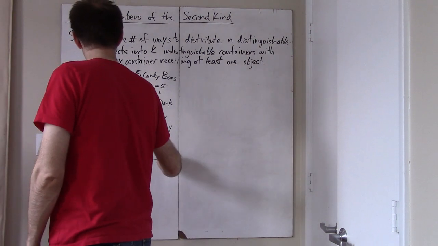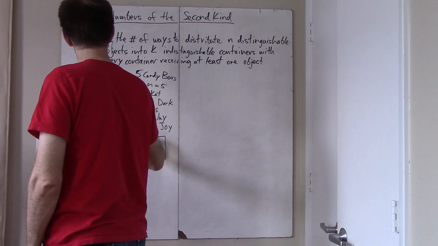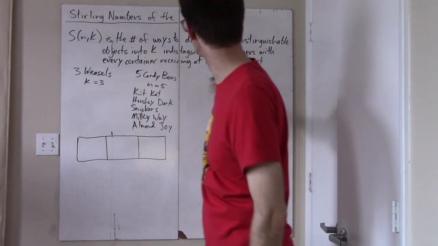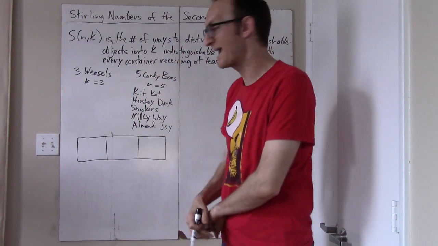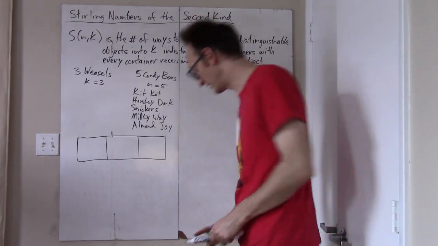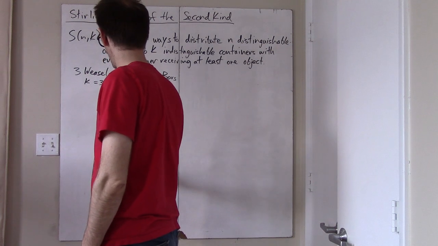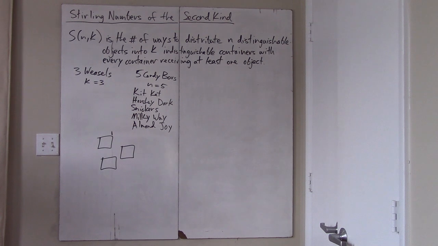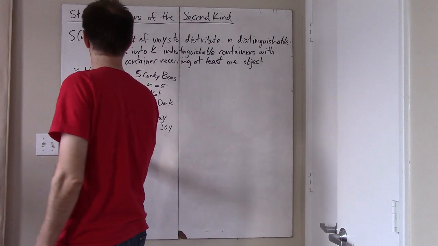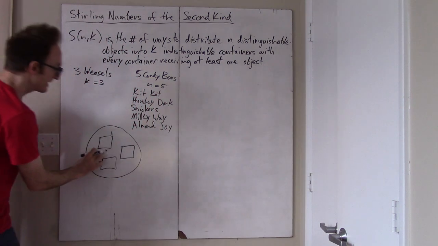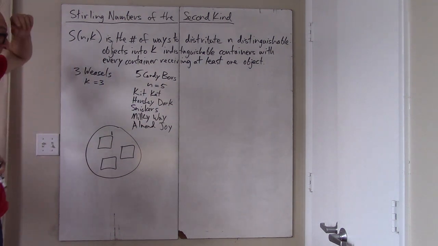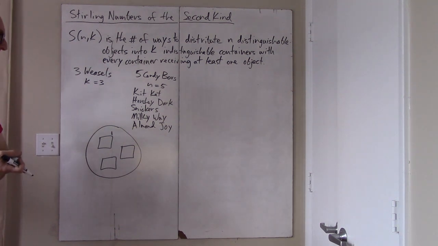And your job is to prepare the lunch for the weasels. Okay, and so what you do is you get your 3 weasel lunch boxes. And your 3 weasel lunch boxes are just 3 boxes. But the boxes, the containers, are indistinguishable. Let me be even more explicit. The 3 boxes are just sitting on a table, in a triangle, on a kind of spinny table. So the point is that the boxes themselves are all completely indistinguishable from each other, and all we care about is the number of ways of placing the objects into the boxes.